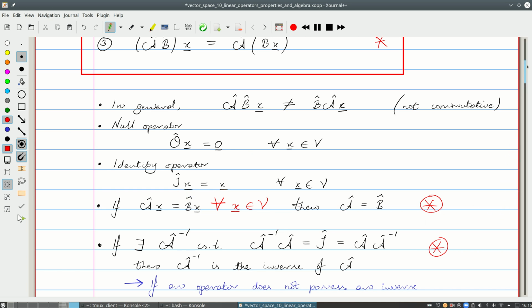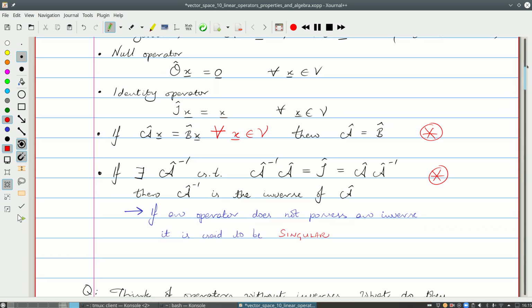Then we come to the inverse. If there exists an operator which I will call A hat minus 1, such that A hat minus 1 operating on A hat gives us the identity operator, and which is also equal to A hat operating with A hat minus 1, that means they commute, then this operator A hat minus 1 is known as the inverse of A. If an operator does not possess an inverse, then it is said to be singular.